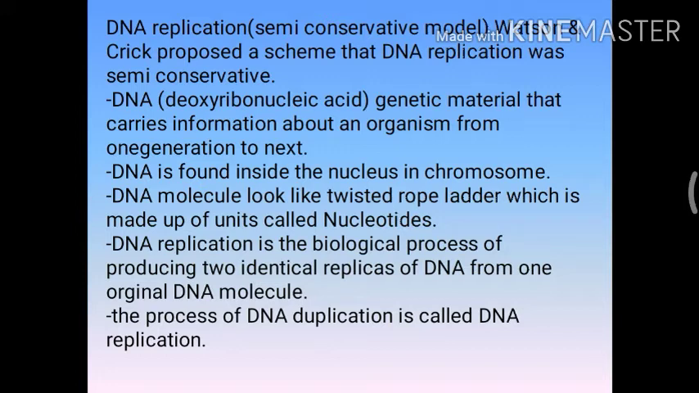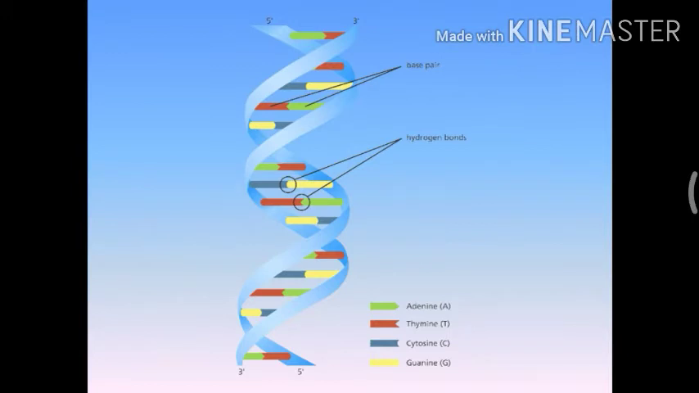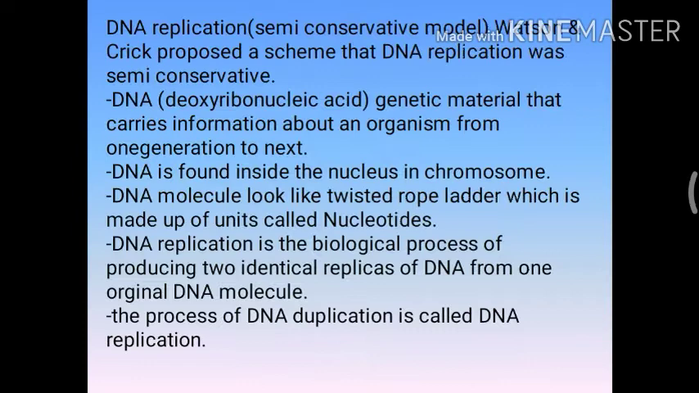The DNA molecule looks like a twisted rope ladder which is made up of units called nucleotides, like we can see in the diagram. It is made up of nucleotides and its shape looks like a rope. Now we will look at what DNA replication is.